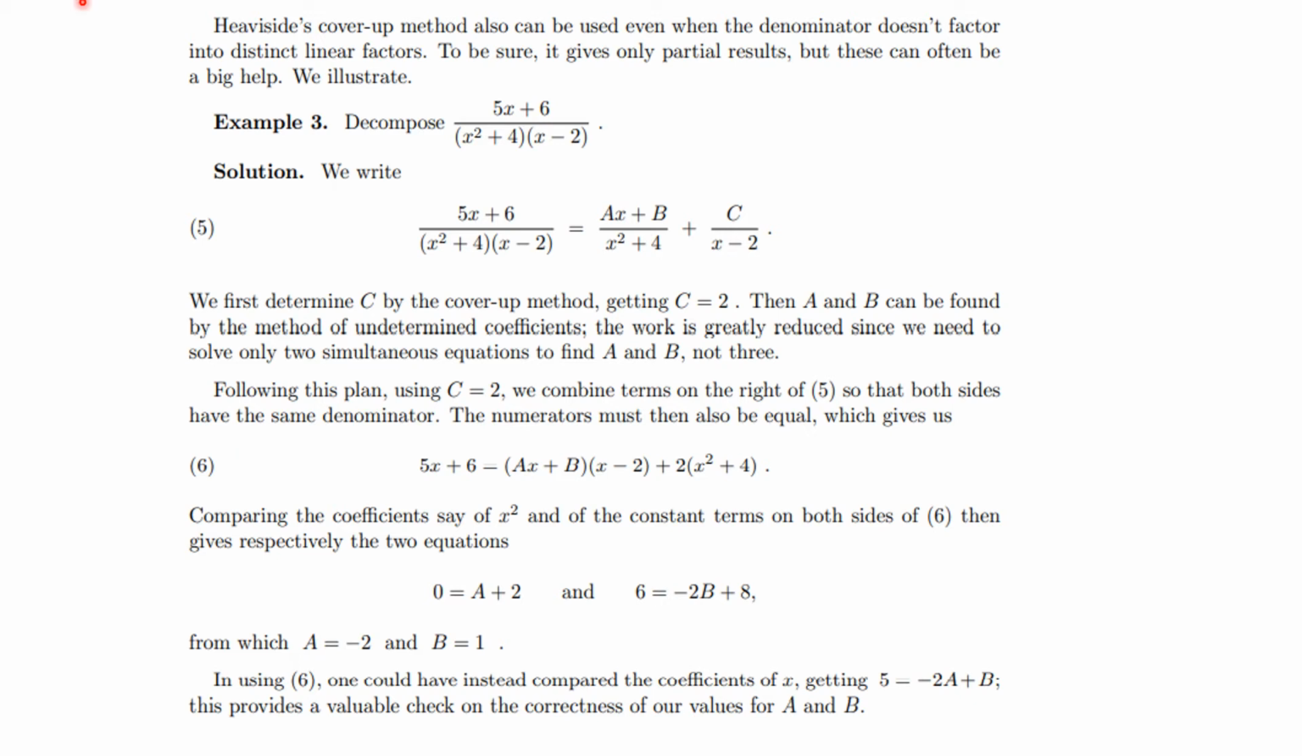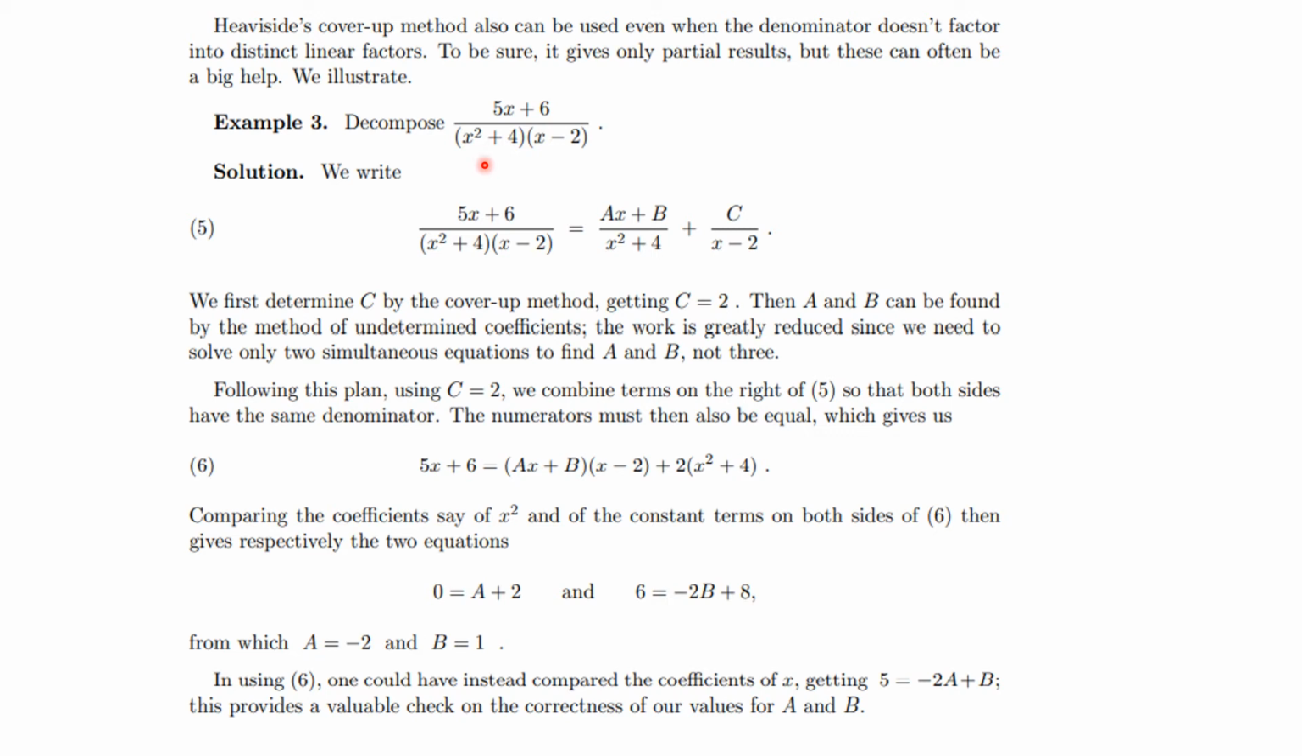Actually, easy is a relative term. Now, we should note that the Heaviside cover-up method can also be used even when the denominator doesn't factor into distinct linear factors. To be sure, this only gives partial results, but these can also be a big help. For example, consider this. Let's decompose into partial fractions.